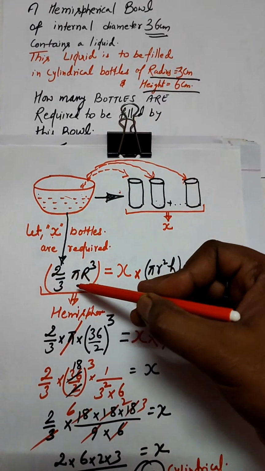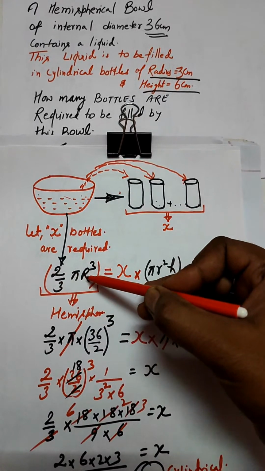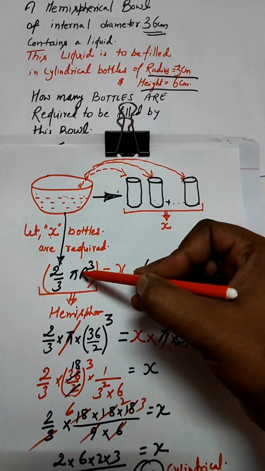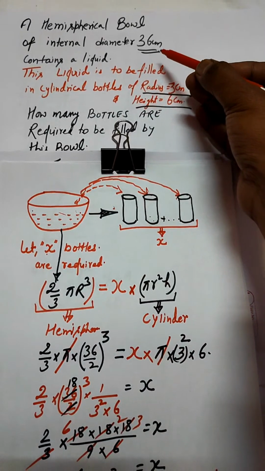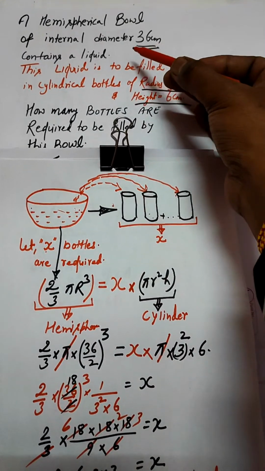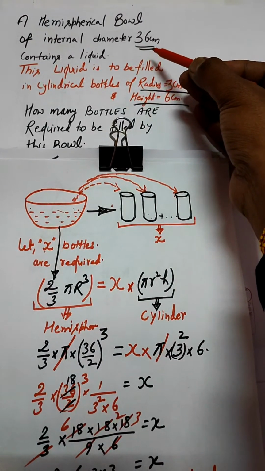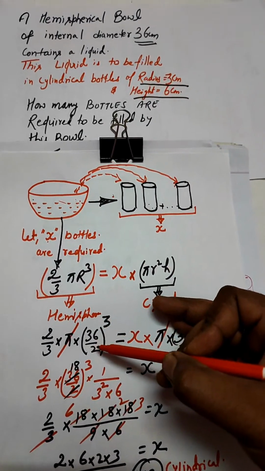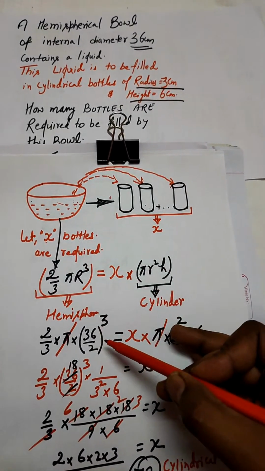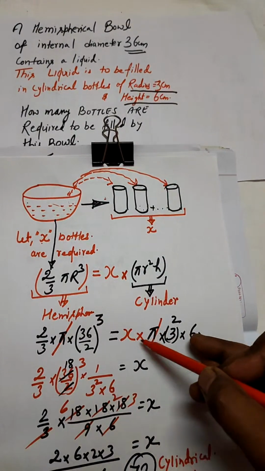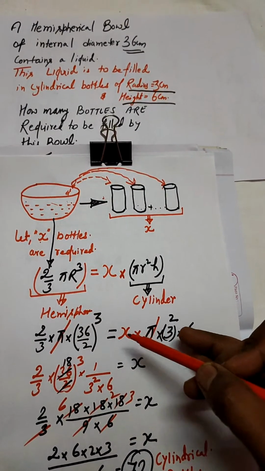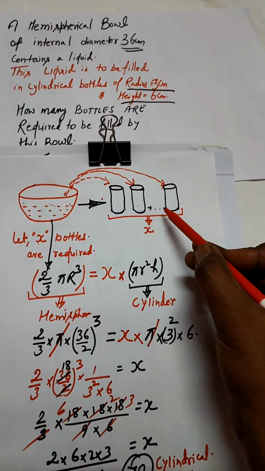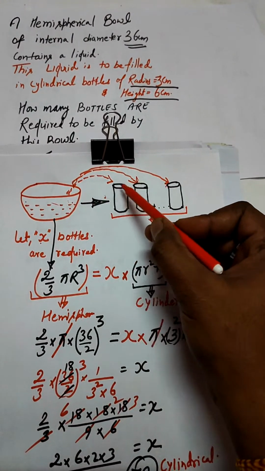We know that 2 by 3 pi r cube is the volume of the hemisphere, right? So put the value, because the radius of the hemispherical bowl is not given, it's given as diameter. We know that diameter will be double the radius, so 36 by 2 is the value of the radius of this bowl. Just put the value over here, equate, and find out the value of x, right? What is x? X is the number of such cylindrical bottles where the entire liquid can be emptied.